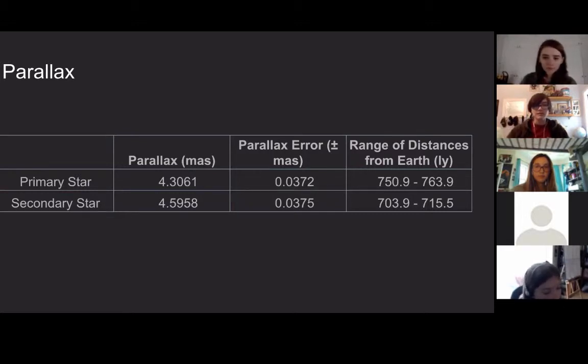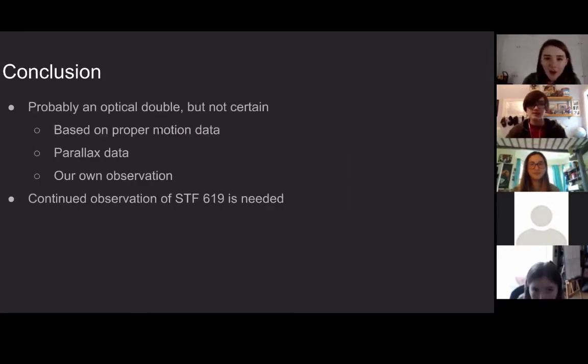Furthermore, we analyzed the parallaxes of the primary and secondary stars. By substituting the data provided by the Gaia Data Release 2 into the parallax equation, we were able to find the range of possible distances between Earth and each star. As this table shows, the minimum distance between the 2 stars is 35.4 light years, which strongly suggests that they are gravitationally independent. We ultimately concluded that STF-619 is probably an optical double.